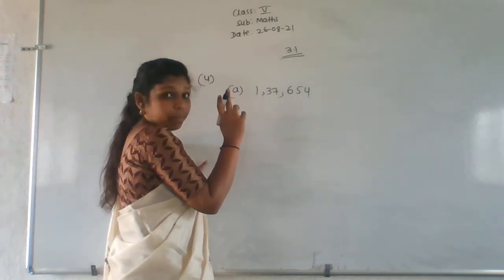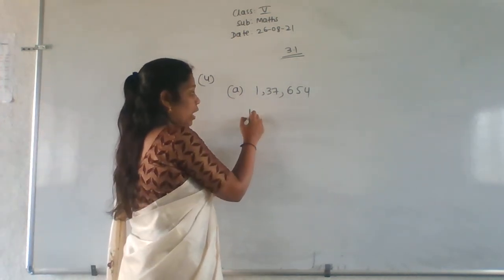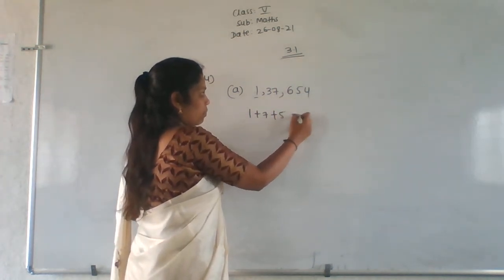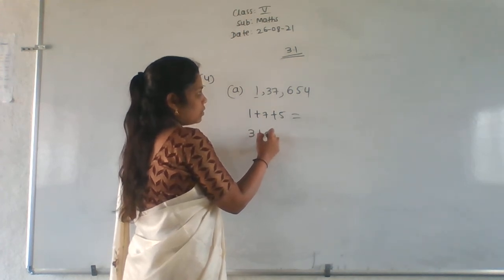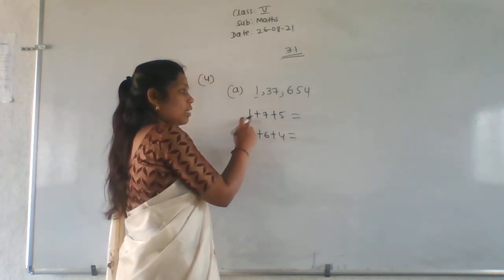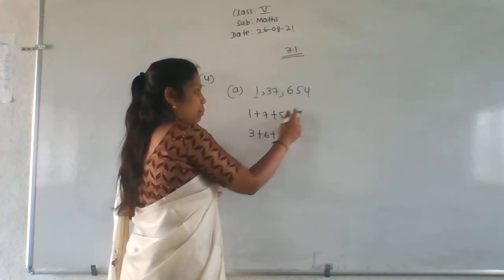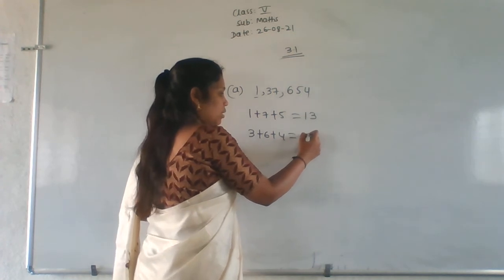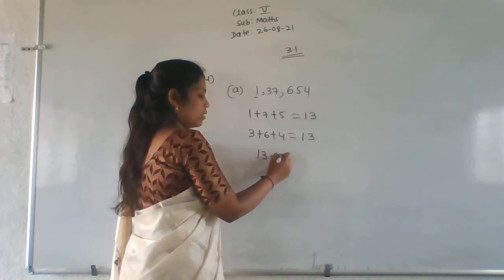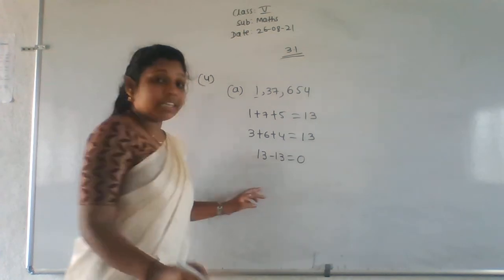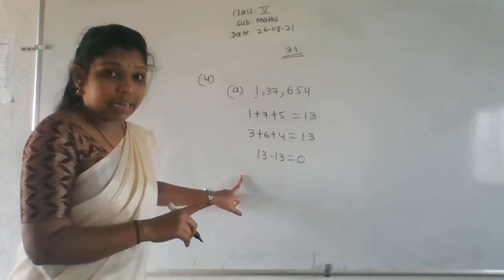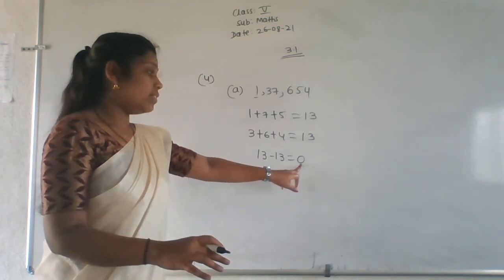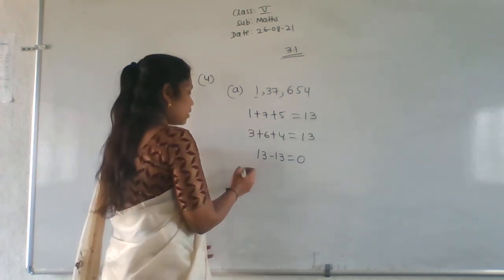Already I told one example in the beginning. So here 1 plus 7 plus, next leave the 6, next plus 5. Same, 3 plus 6 plus 4. So what is the answer here? 1 plus 7 is 8, 8 plus 5 is 13. 6 plus 3 is 9, 9 plus 4 is 13. Next, 13 minus 13, that will be 0. If the difference is 0, then it is divisible by 11. If the difference is divisible by 11, then also divisible by 11. So here we got difference 0, then what can we say here?